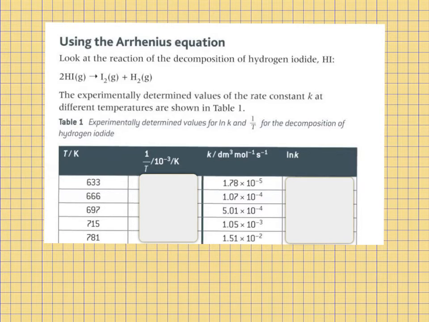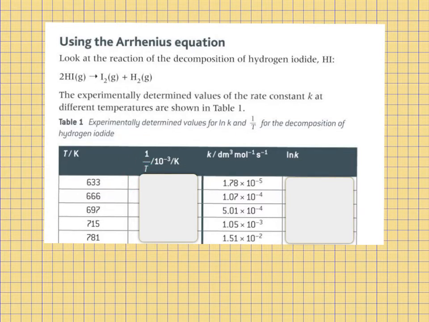Once you've got your calculator, what I would like you to do is, on your calculator, could you do 1 over these temperatures in Kelvin? So all you need to do is divide 1 by 633, and that goes into the table here to give you 1 over T in Kelvin.